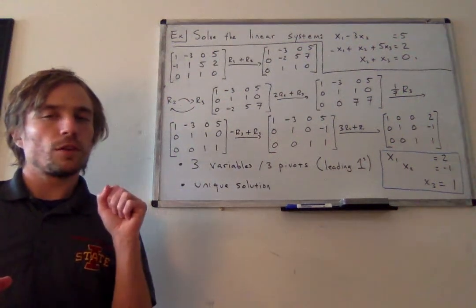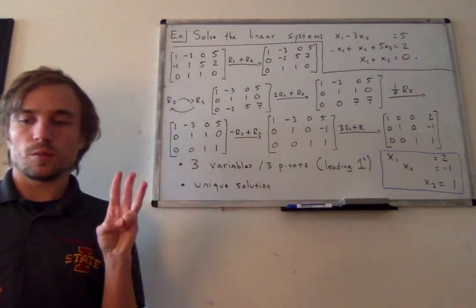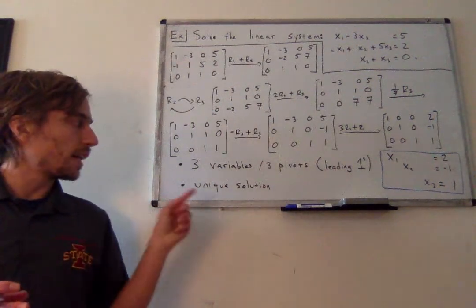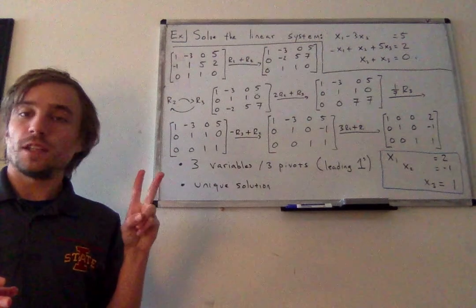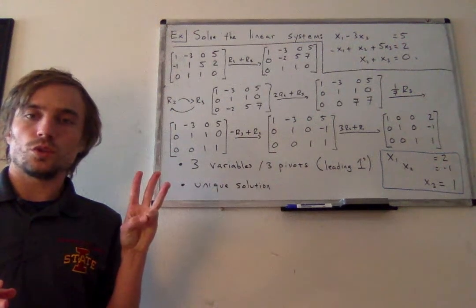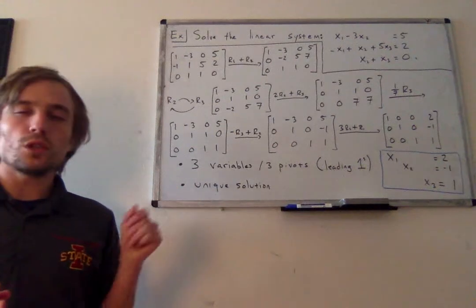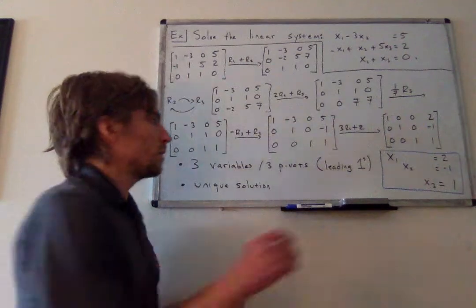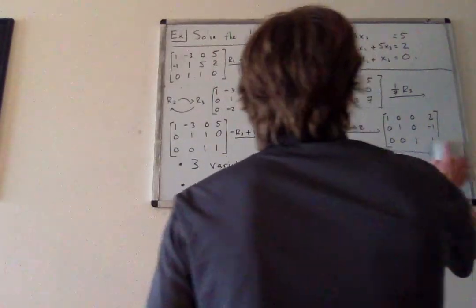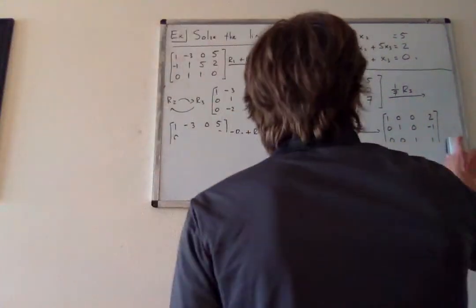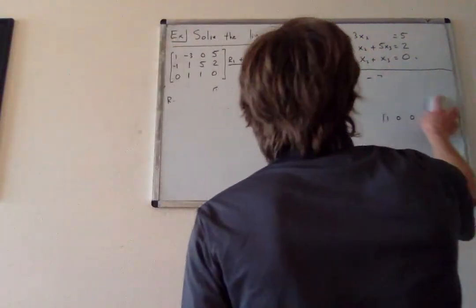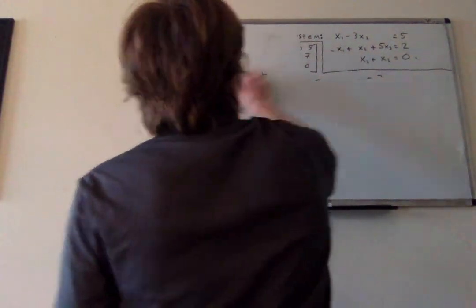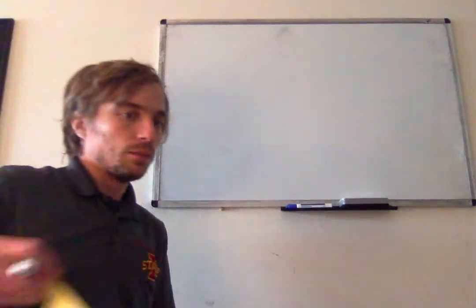So remember, for any system of equations, there's 3 possibilities for a solution. I could have a unique solution, infinitely many solutions, or no solutions. We've seen what the reduced row echelon form of a matrix looks like when we have a unique solution. Let's see what it looks like when we have infinitely many solutions. And so we're going to row reduce another matrix. And in doing so, we're going to solve the following system.